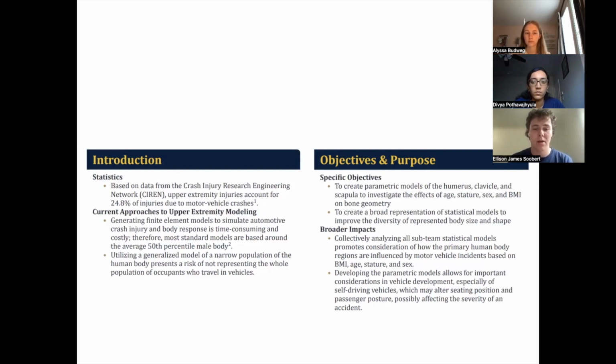Safety systems modeled after 50th percentile males jeopardize vehicle safety for other populations such as females, the obese, and the elderly. The adaptive design team addresses this problem by identifying correlations between bone geometry and human characteristics such as age, sex, stature, and BMI, creating parametric models representing bone morphology over a broad population. The upper extremities subteam studies the scapula, humerus, and clavicle bones while working alongside other subteams that research other major body regions, including the adult skull and the thoracic and cervical spines.